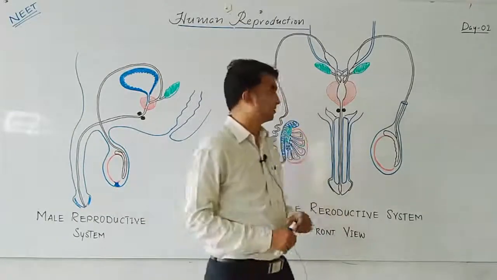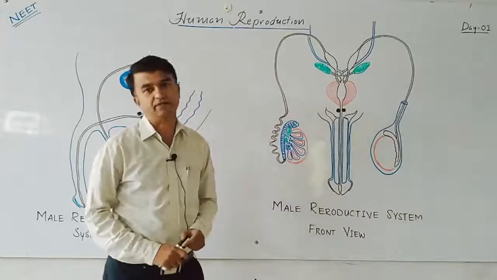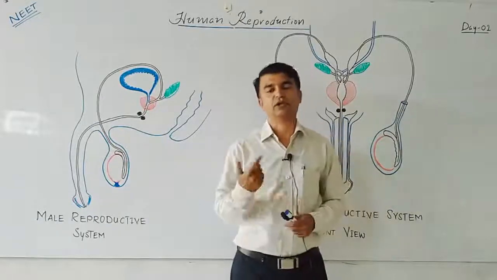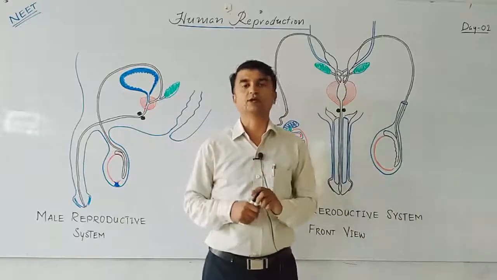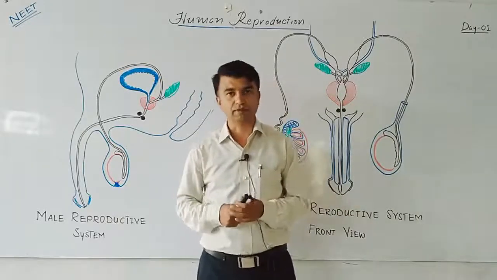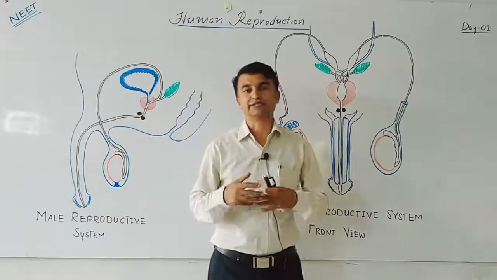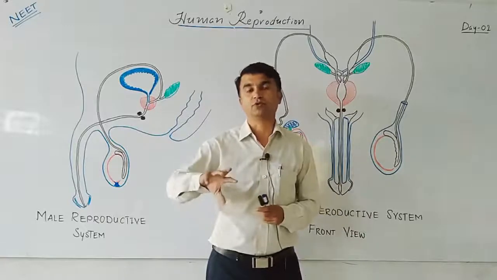So this is the third chapter, human reproduction, and the second day. In last class we studied the initial introduction: what is reproduction, what is puberty, and what is the reproductive system. Puberty is the time or duration where the organism attains sexual maturity. From that point onwards they have the capacity to reproduce.